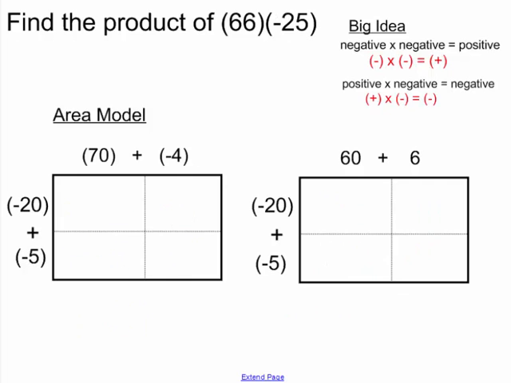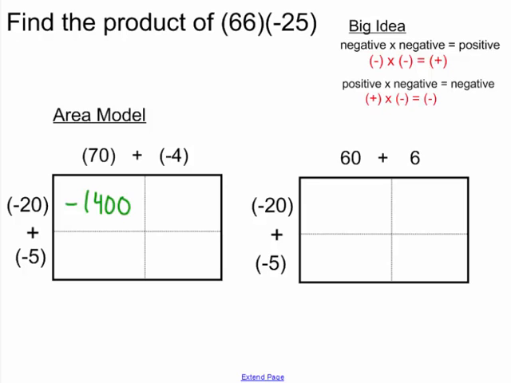Our third and final example. So find the product of 66 times negative 25. So again, the 66, I'm going to break that up into a 70 plus a negative 4. The negative 25 is going to be a negative 20 and a negative 5 added together. So let's get started. Negative 20 times positive 70, so I know I'm going to have a negative answer here.